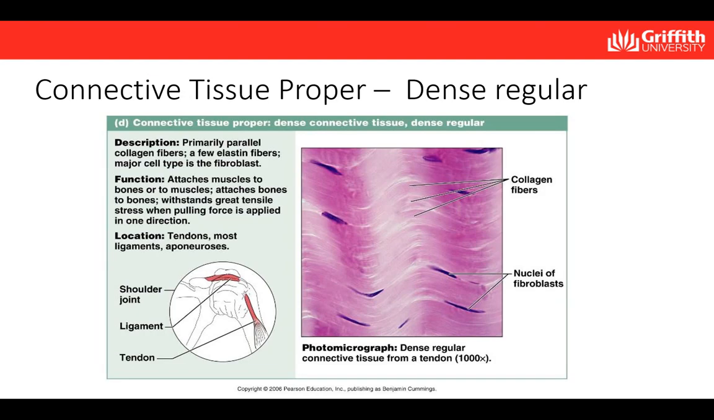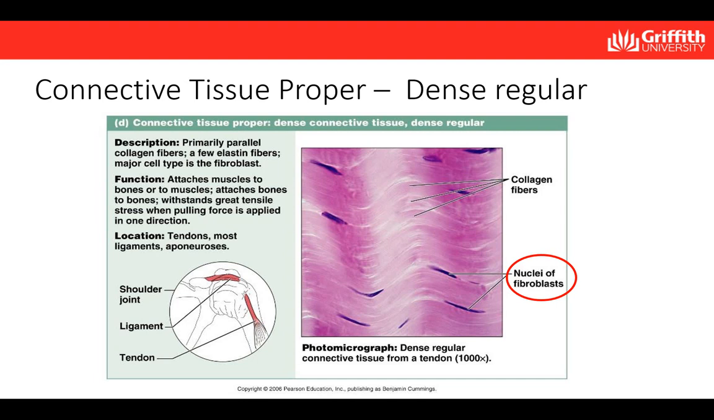Dense regular connective tissue contains closely packed bundles of collagen fibers running in the same direction, parallel to each other. This arrangement makes the tissue flexible and tough. Crowded between collagen fibers are rows of fibroblasts, capable of manufacturing fibers when needed. Dense regular connective tissue has an enormous tensile strength.